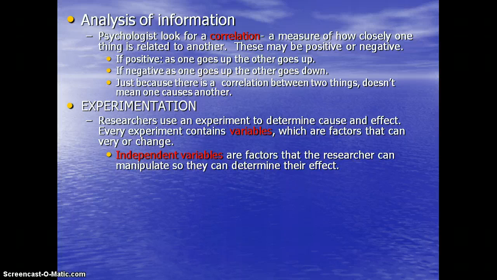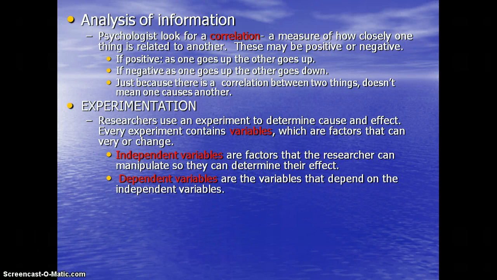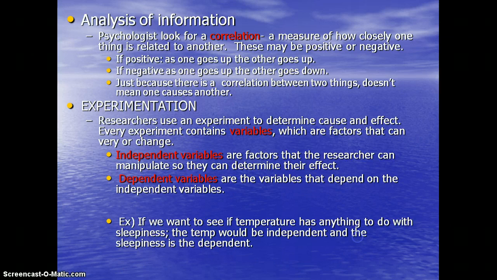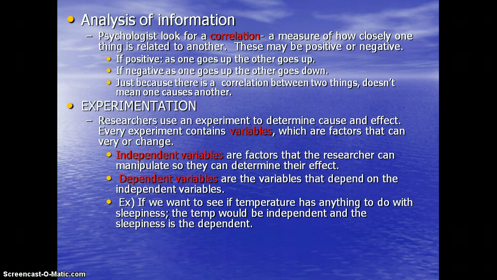So if I have 4 plants, I put fertilizer on 2 of them. The amount of fertilizer I put on there is my independent variable. The dependent variable is how much the plant grows. Okay, it depends on the independent variable. Alright, example, if I want to see if temperature has anything to do with sleepiness, temperature would be independent, sleepiness would be dependent.